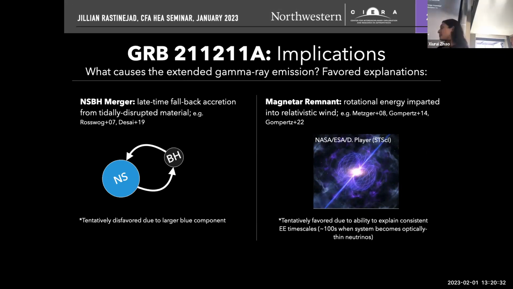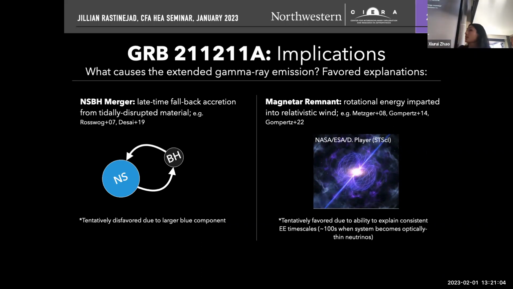And then finally, what could have caused a 50-second duration gamma ray burst coming from a neutron star merger? So the first thought is that it's not a neutron star merger. Maybe it's a neutron star and a black hole merging, and there's some late time fallback accretion from tidally disrupted material that causes this gamma ray burst to be sustained. However, we would expect there to be a redder kilonova if this was the case. And we do have a really large blue component when we model the kilonova and look at its light curve.